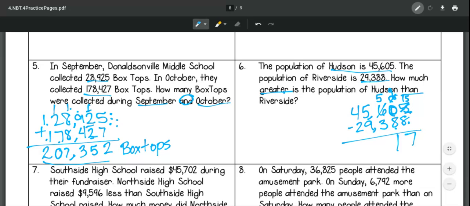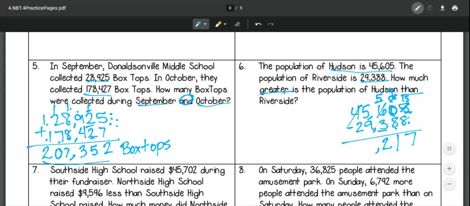Now we're looking at our hundreds. We have a 5 and we have a 3. We need to take 3 away from 5. So 5 minus 3 is 2. Now we're moving to our thousands place. In our thousands place, we see a 5. And they want us to take 9,000 away from it. If we have 5,000 cookies and someone wants 9,000, we don't have enough cookies for them. So we need to borrow some.